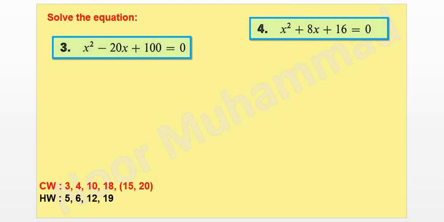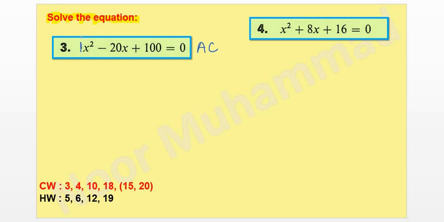Let's start now. This is question number 3. So first of all, to solve this equation, I will factorize it. First, I will check, is it in the standard form? Yes, it's in the standard form. Then the second thing that I have to do is factorize it. How can I factorize it? By using the AC method. So I will use the AC method to factorize it.